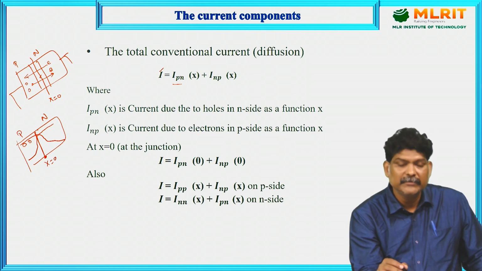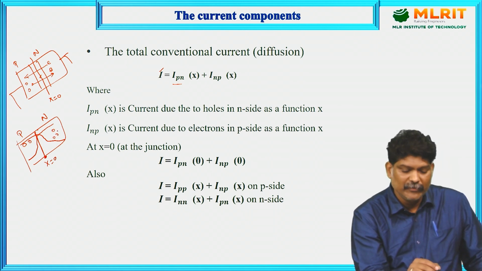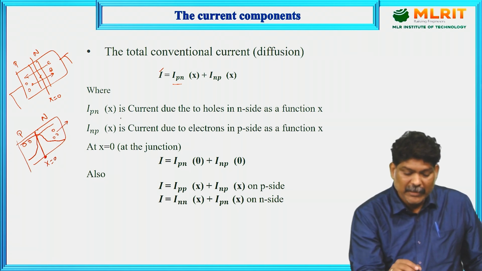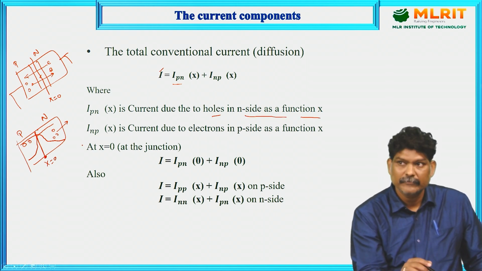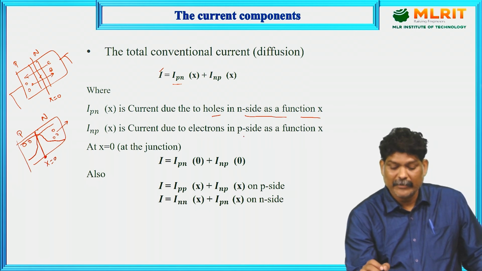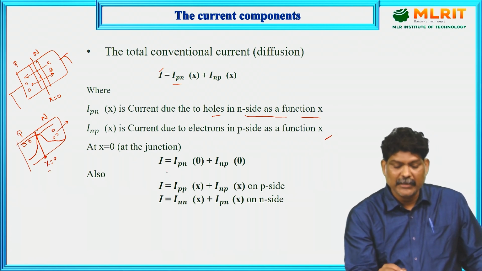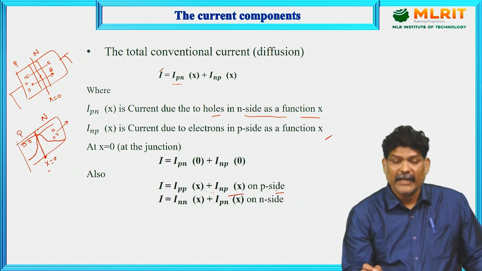So what is this IPN? The current due to holes in the N side. The N side holes will be diffused, no? So due to that, some current will flow. IPN means the current due to holes in the N side as a function of x, and INP is the current due to electrons in the P side as a function of x. Therefore, the total current at x is equal to 0 is given by IPN of 0 plus INP of 0. On the P side, I is equal to IPP of x plus INP of x.